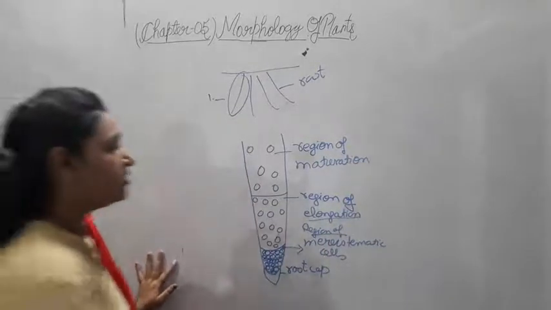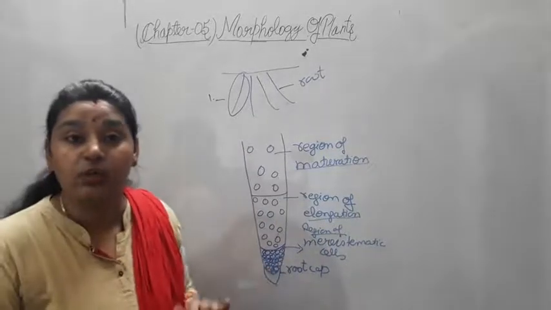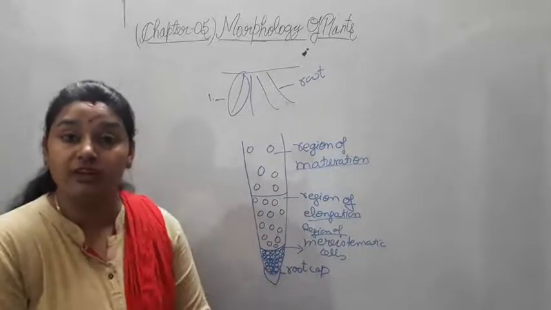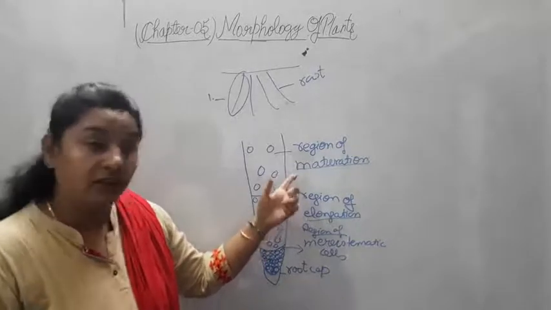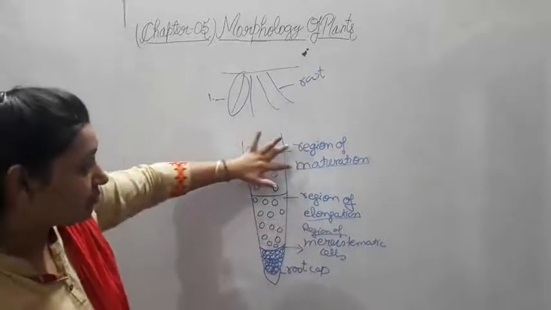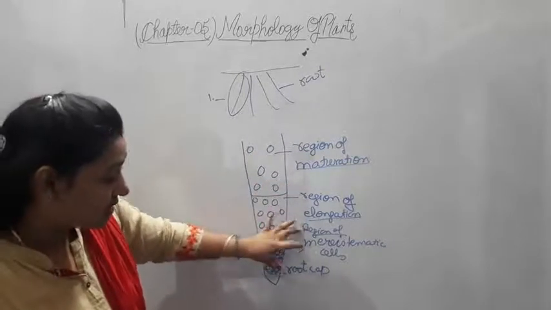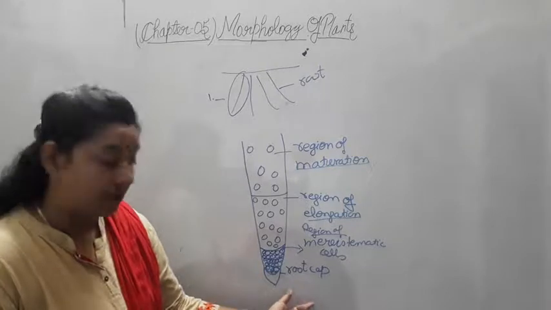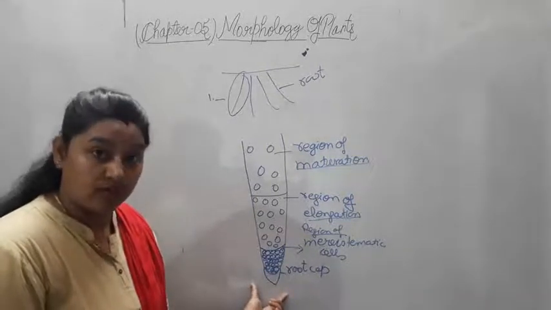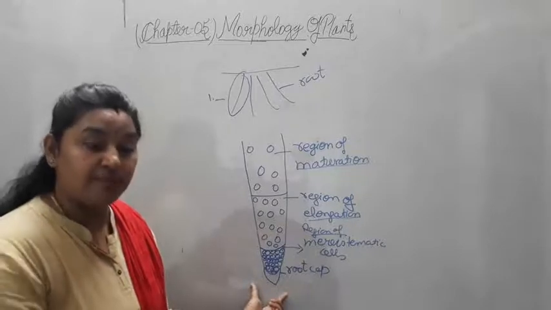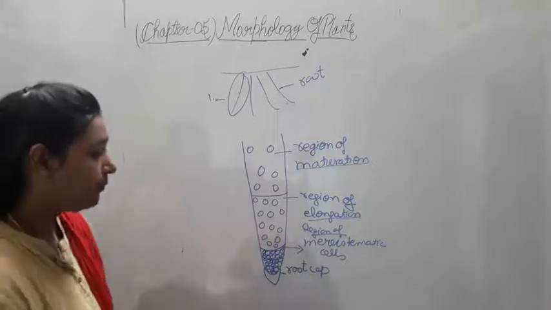Why am I calling it maturation? Because now they cannot divide. They don't have the ability to divide further. So that's why this is the region of maturation. Clear? So we have gone through the region of maturation, region of elongation, region of meristematic cells, and this one is the root cap. Root cap is for protecting the root tip, so that when it is penetrating down below the earth, it should not get hurt.